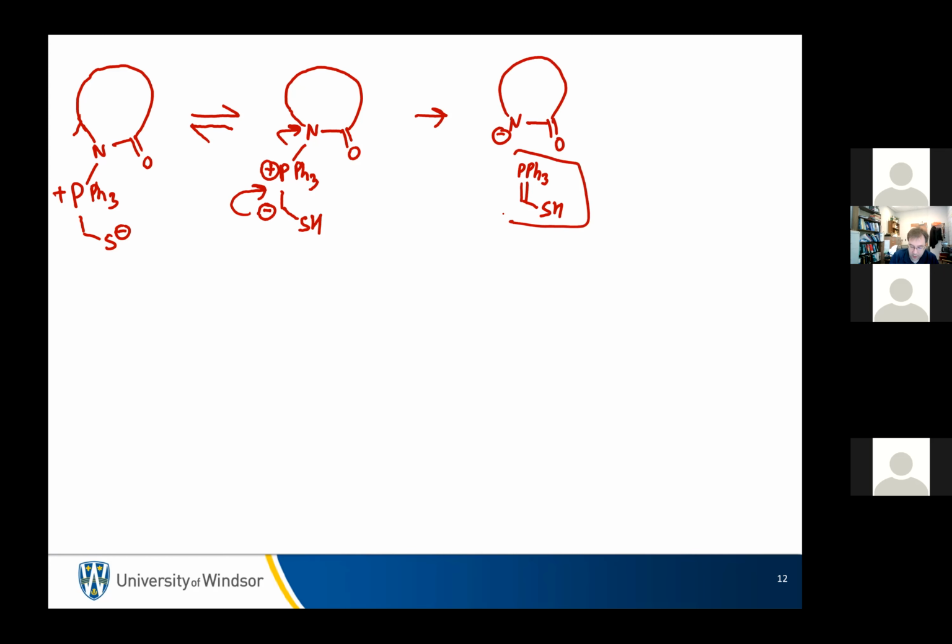So we've generated this phosphorus agent. We've cyclized our peptide. This will obviously just grab a hydrogen from water or anywhere, like it doesn't care where it's grabbing the hydrogen from. And we get our final product, which is a cyclic peptide.